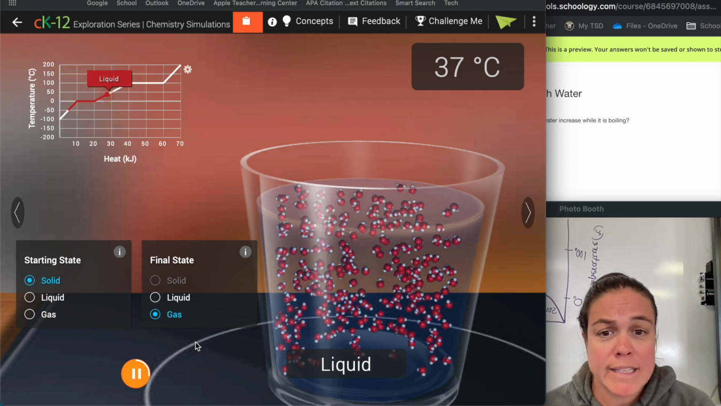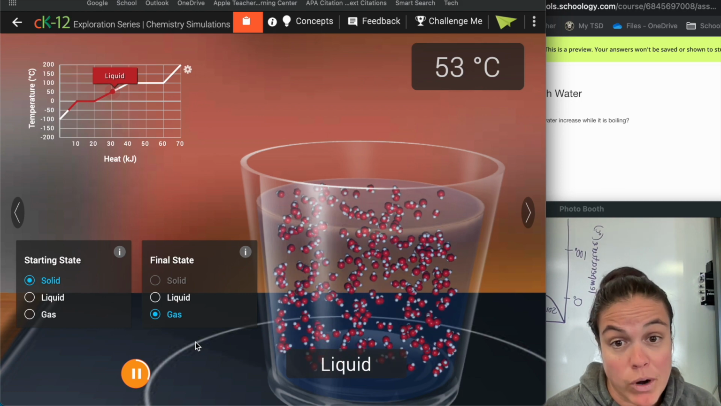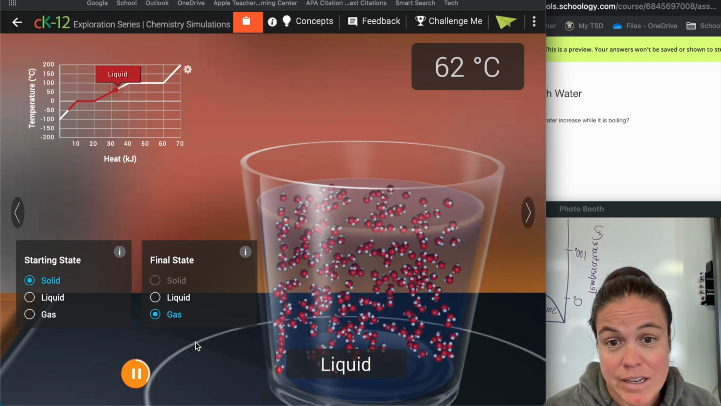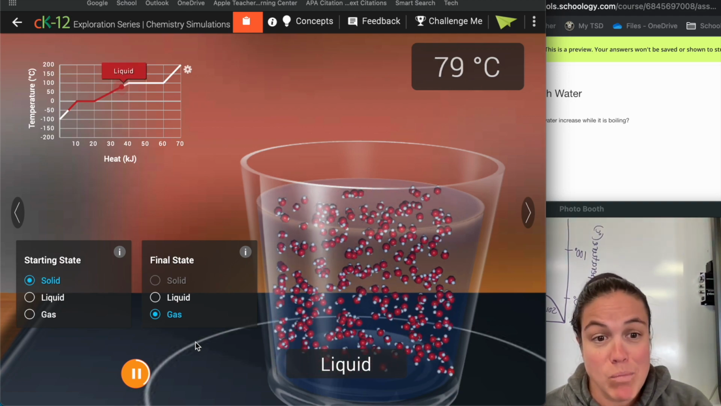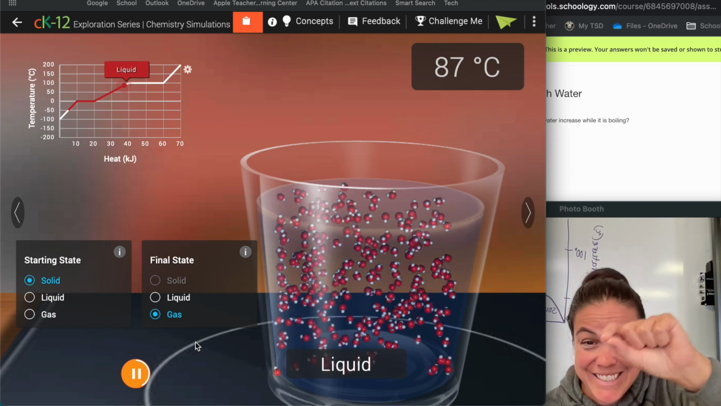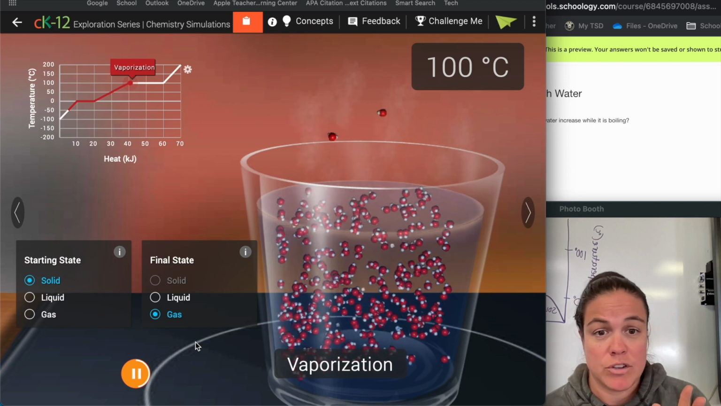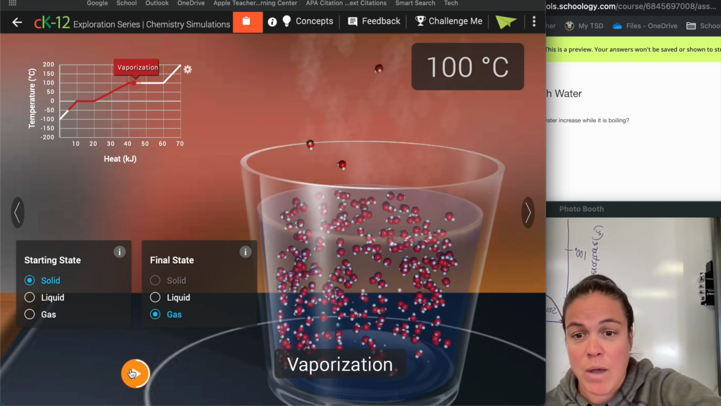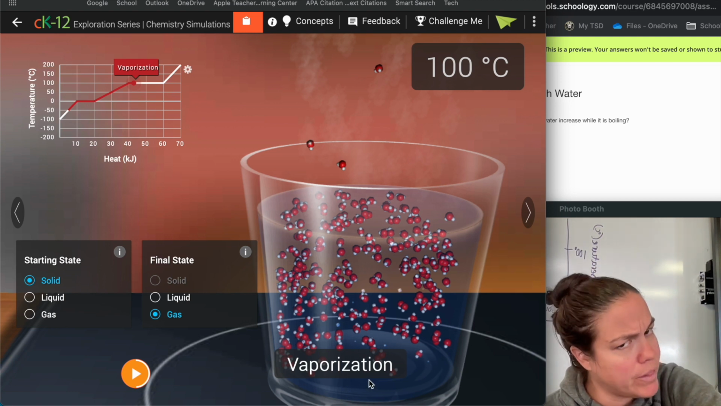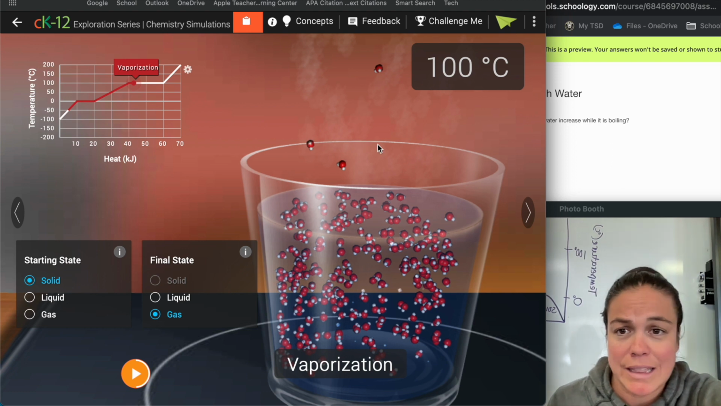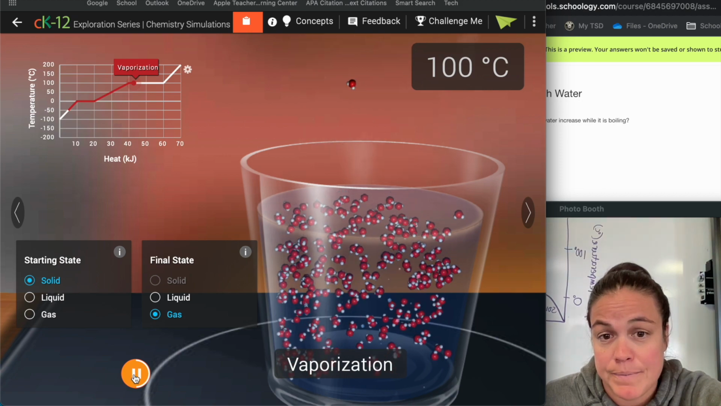So let's watch what happens the closer we get to a gas. I notice that the particles are moving more quickly. All right, they start to kind of vibrate more and move more past each other. And maybe more and more are coming out of that liquid into the gas phase. So now we've entered that 100 degrees. Notice here, at 100 degrees, it switches down here to vaporization, it says. It doesn't say boiling, it uses the word vaporization. We can see lots of steam coming out and lots of particles are leaving my liquid phase.